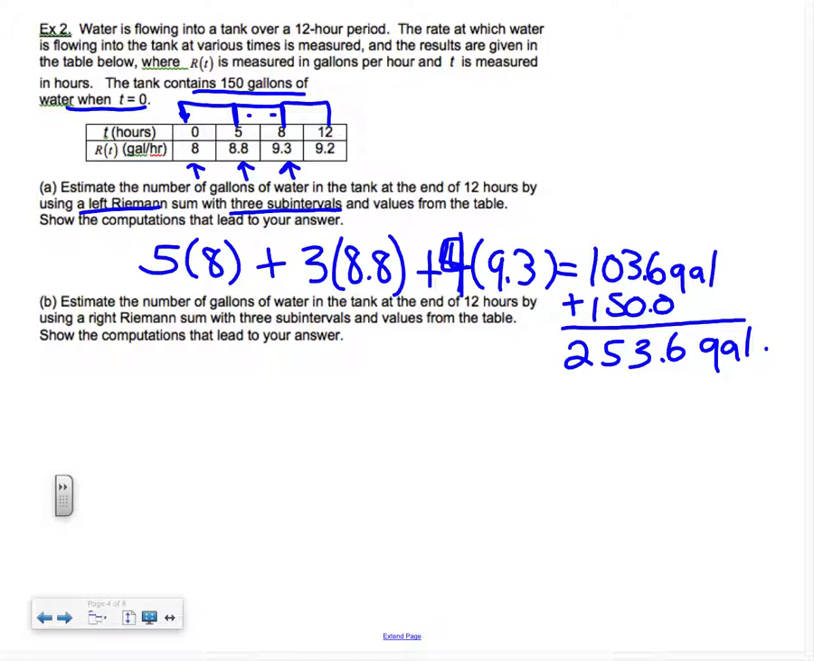Okay? So this is an old AP problem. It threw a lot of people off because of the unequal widths. The rectangles do not have to have equal width. They just have to have the right number of subintervals, which was 3.